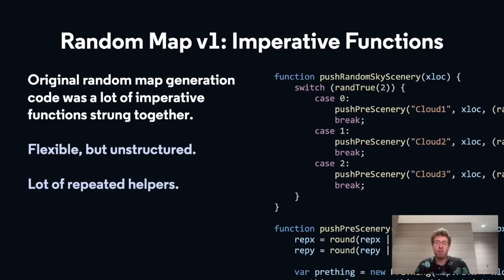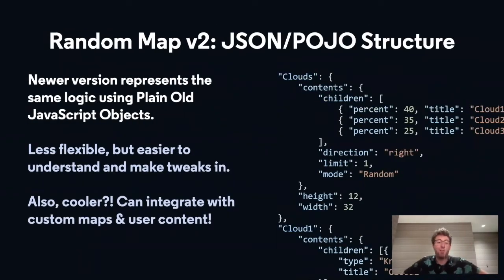Later on, the game engine ended up using a new format for maps. It stored maps in JSON, or at runtime POJOs, plain old JavaScript objects. A little less flexible, but a lot easier to understand, I think a lot easier to read, and a lot easier to make tweaks in if you just need a quick little change to a number. Also, as a benefit, I think this is pretty cool. I think it's cool that you can represent an original Mario map in JSON, or you can represent the settings for a random map generator in JSON, something that can be safely and securely shared between users.